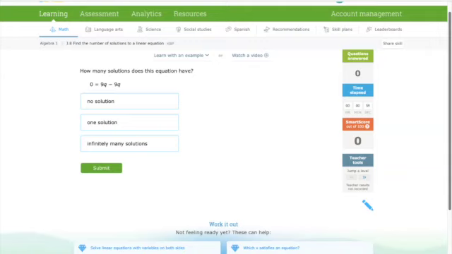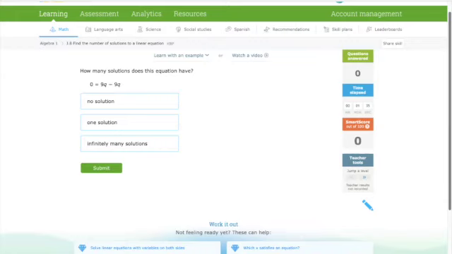So if your variable disappears and you're left with a true statement like 0 equals 0, -4 equals -4, or any number equaling itself, that means there's infinitely many solutions, meaning any number that we put in for that variable will work as a solution. But let's say that when you solve, your variable disappears and you're left with an untrue statement like 0 equals 5 or -2 equals +2. In that case, that means that no matter what number we use for the variable, it will not work. So that would be an example of no solution.